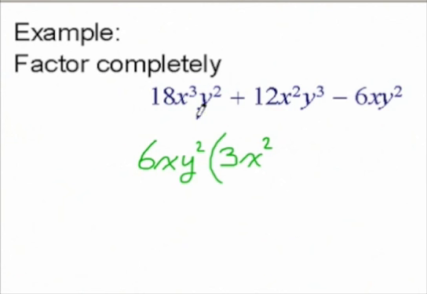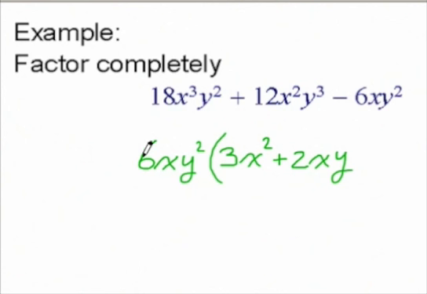Next term will be a positive 12 divided by a positive 6, which is a positive 2. x squared divided by an x will leave you a factor of x. y cubed divided by y squared will leave you a factor of y. And then we move on to the next term.